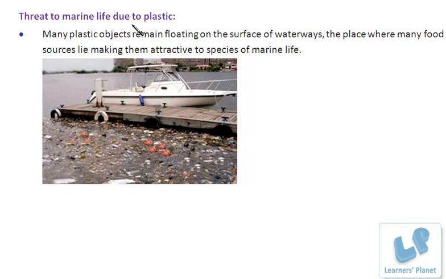See, this is a threat to marine life due to plastic. Many plastic objects remain floating on the surface of waterways, the place where many food sources lie, making them attractive to species of marine life. See, these are colorful plastics. So the species of marine life are attracted towards them and they just eat them, because they don't know it is plastic. They just know that it is something they can eat and they are getting it easily.